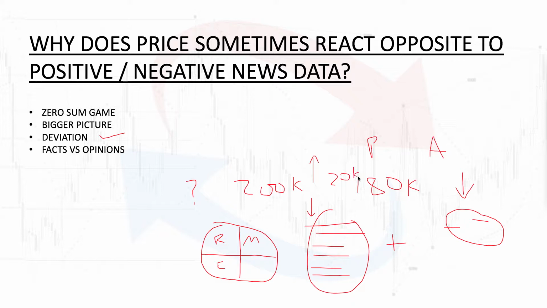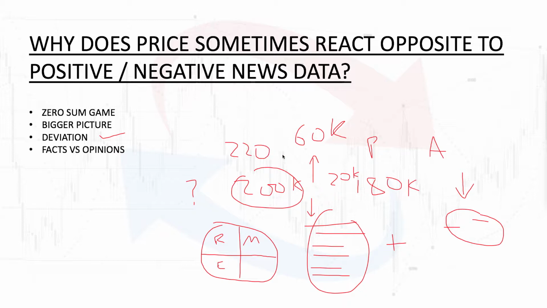And if the release is within that deviation, then it's still to be expected, and that's the reason why you may not have the reaction that you expect. But if it's beyond deviation, let's say for example it was like 60K, then you'd be looking at obviously a bit of a reaction, because it totally took the market off guard.